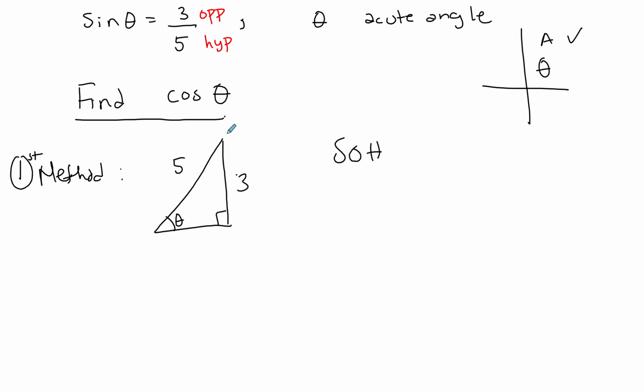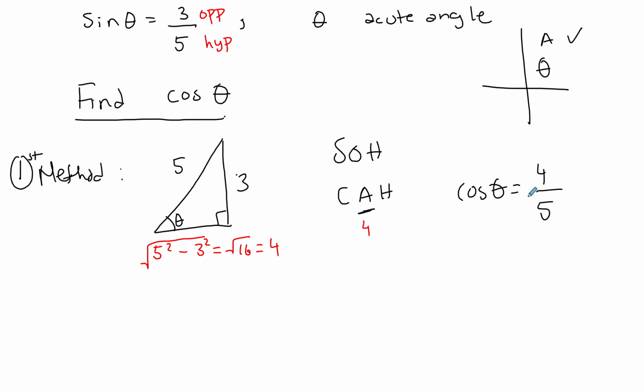Now, in order to find cos, I need the adjacent. Well, if I look at the triangle, I have the hypotenuse, I have the opposite. I can find the adjacent by using Pythagoras' theorem. So I could go, well, this is 5 squared minus 3 squared, and I can square root the whole thing. That's going to give me 25 minus 9, and that's going to be root 16, which is 4. So obviously you're going to take the positive one. So my adjacent is 4. Now cos theta is adjacent over hypotenuse, which is 4 over 5, and that's it.